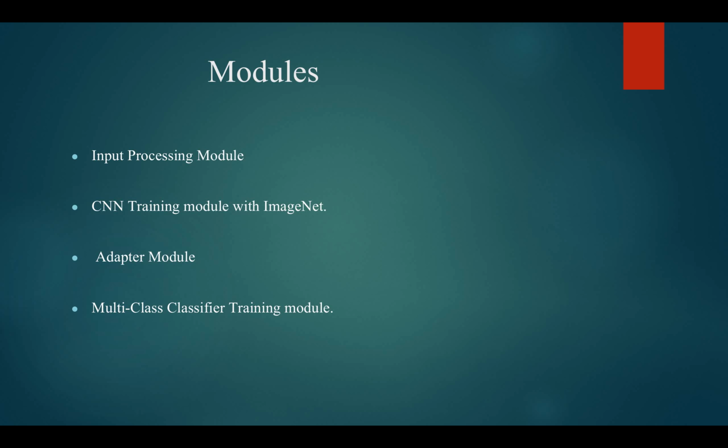Adapter module. The main purpose of this module is to generate a consolidated feature vector for a particular business ID. This acts as an adapter layer between the output of the CNN module and the input to the multi-class classifier module.